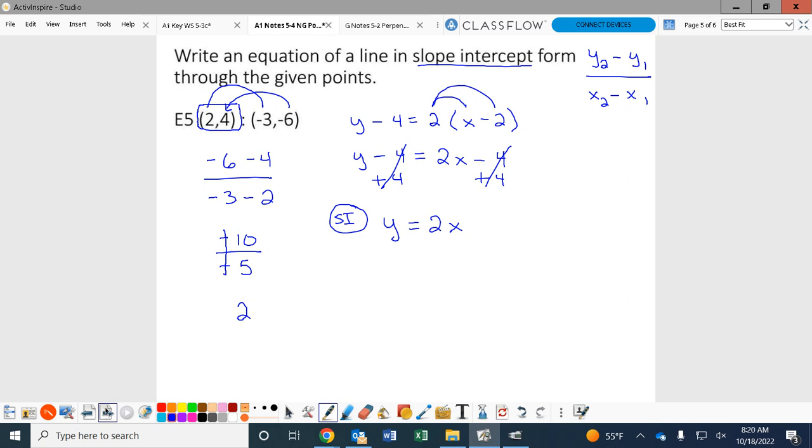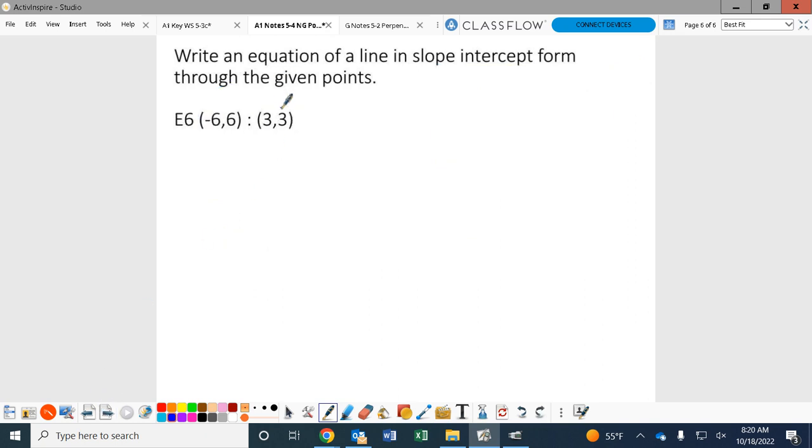Okay, last one. We're going to use that formula again to find slope. So it's going to be y minus y, which is 3 minus 6, over x minus x, which is going to be 3 minus negative 6. They are very different. A double negative turns into a positive, and we're going to end up at 3 minus 6, which is negative 3, over 3 plus 6, which is 9, which makes it negative 1/3. You're going to use that negative 1/3 with one of your 2 points.